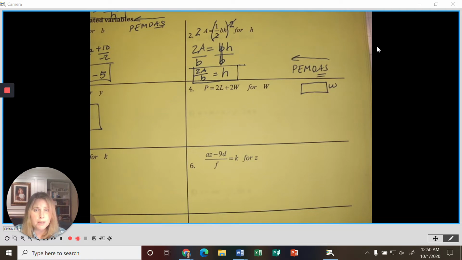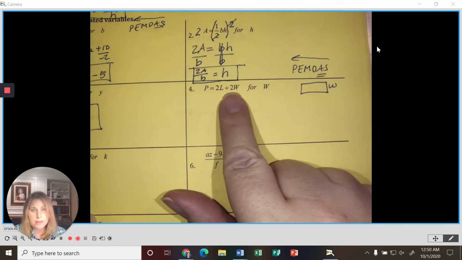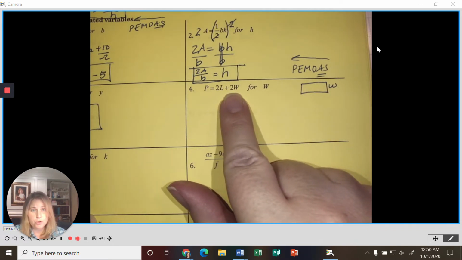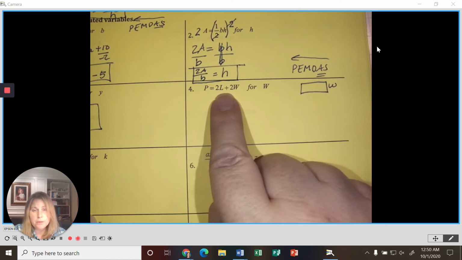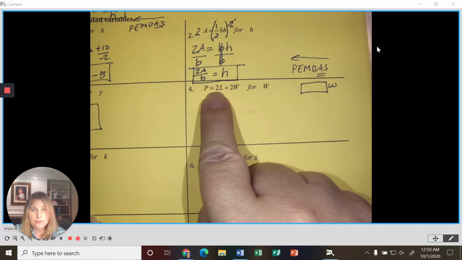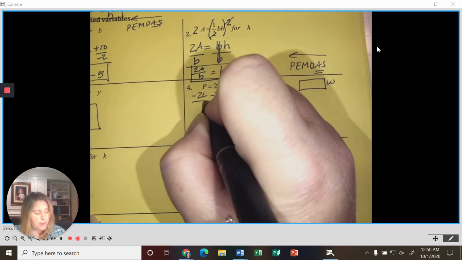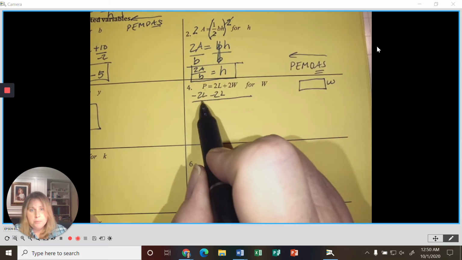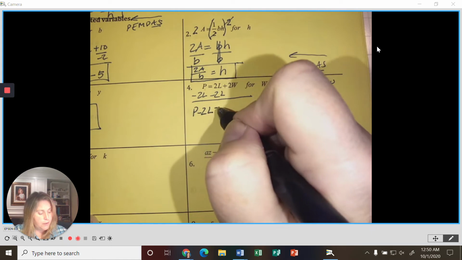And we're solving for w. So is anything being added to or subtracted from our variable term? So w is our variable, which means that positive 2w is our variable term. Is anything being added to or subtracted from this term? Yes. There is a 2l and it's a positive 2l. So to cancel that out, we need to subtract 2l from each side. P minus 2l. Okay, bring down the equal sign.